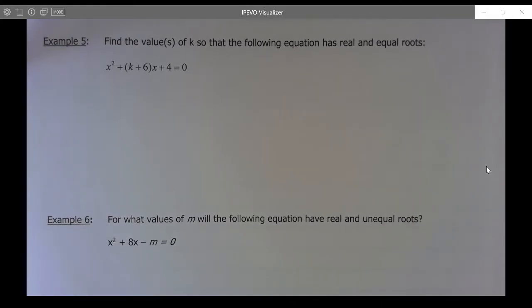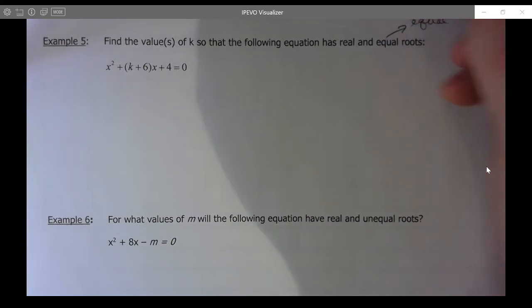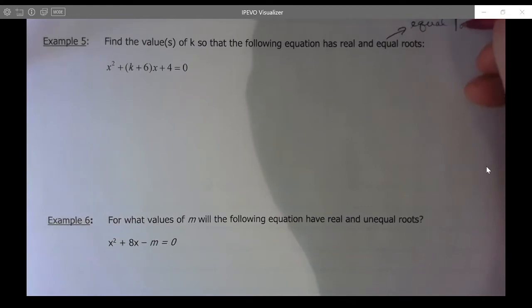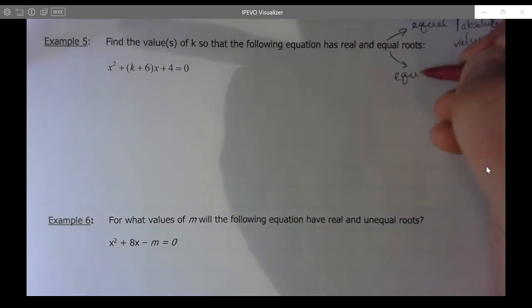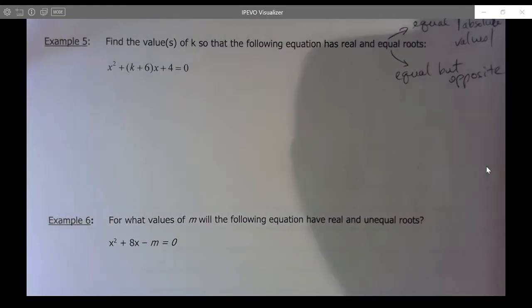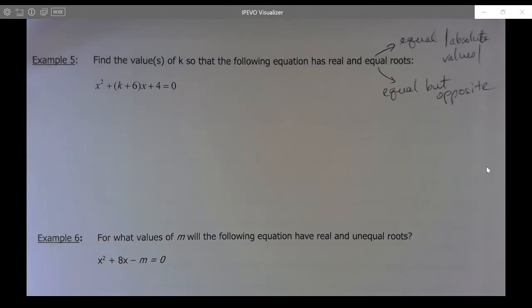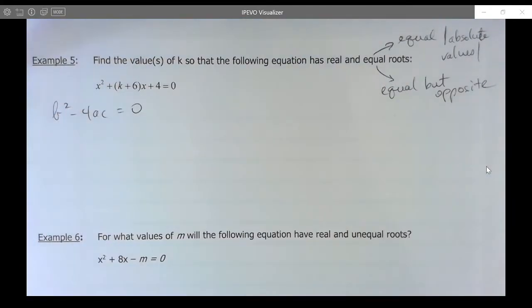Find the values of k so that the following has real and equal roots. And by equal, I should say, equal absolute values. Or another way to say it is equal but opposite. Kind of like the last one I just looked at where it was plus or minus 2. So equal but opposite. So basically, I want to be able to see what happens. So I need b squared minus 4ac to equal 0. So let's say that first. I need b squared minus 4ac to equal 0. And let's see what that is.